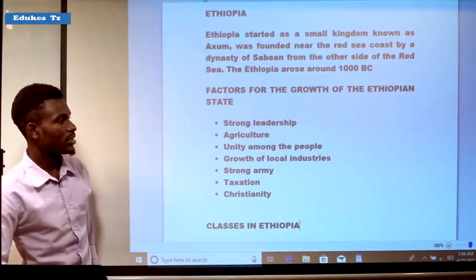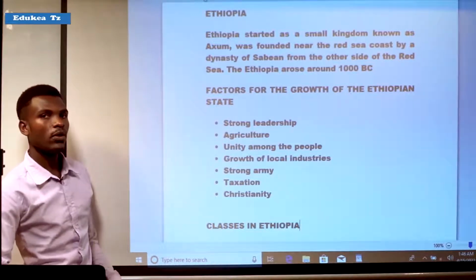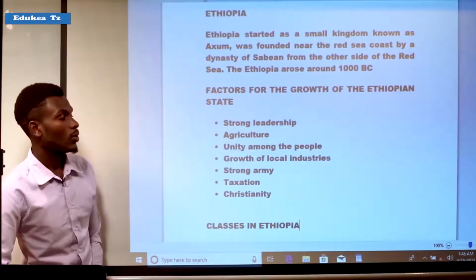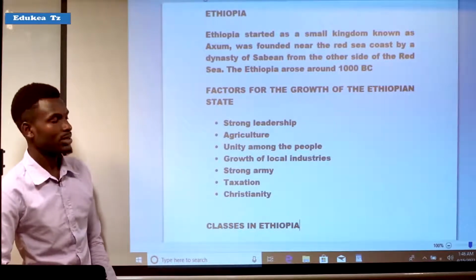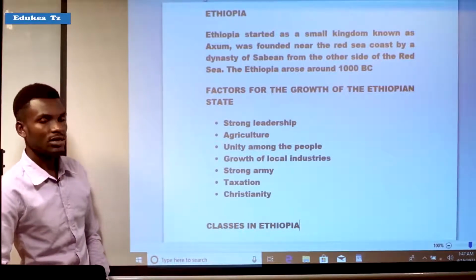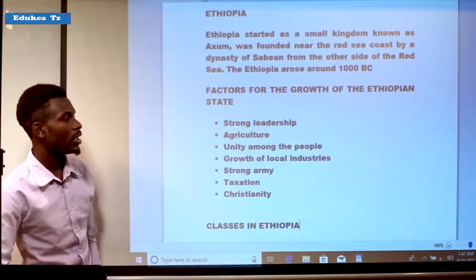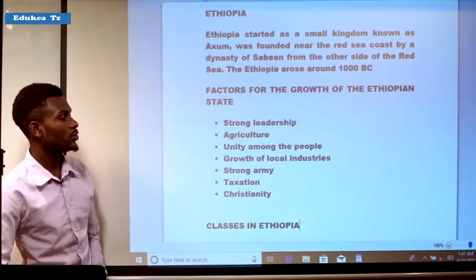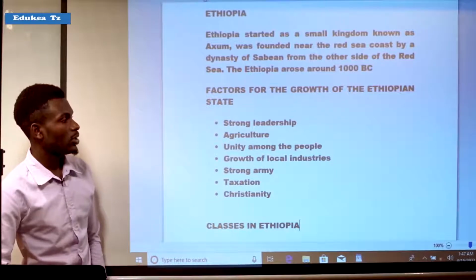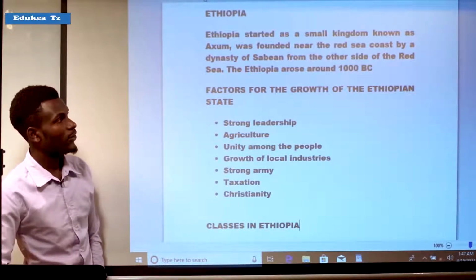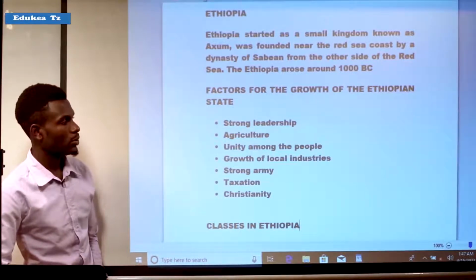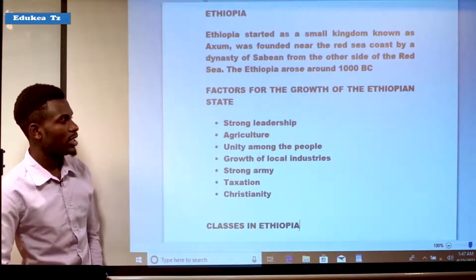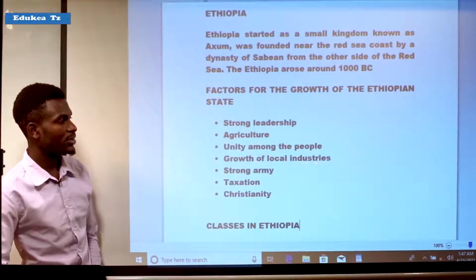Another was unity among the people. It means that the people of Ethiopia were uniting to form a strong state under their leadership. Their leaders were responsible for uniting the people around Ethiopia in order to make a strong kingdom or state. And another was growth of local industries.